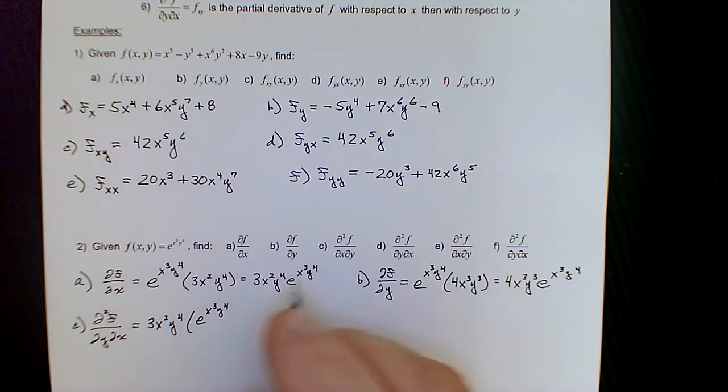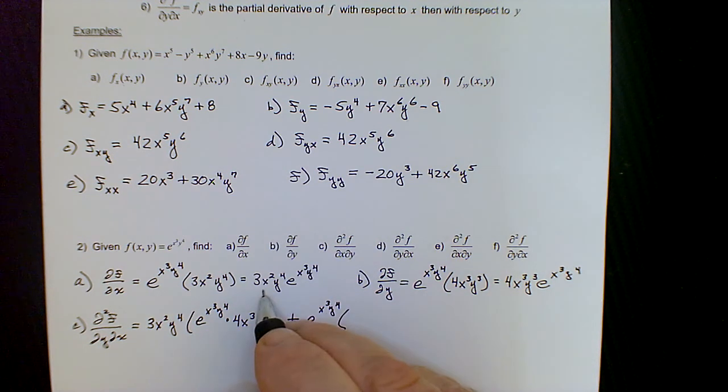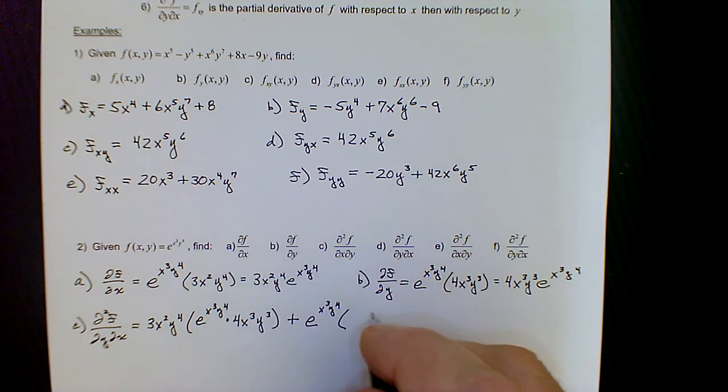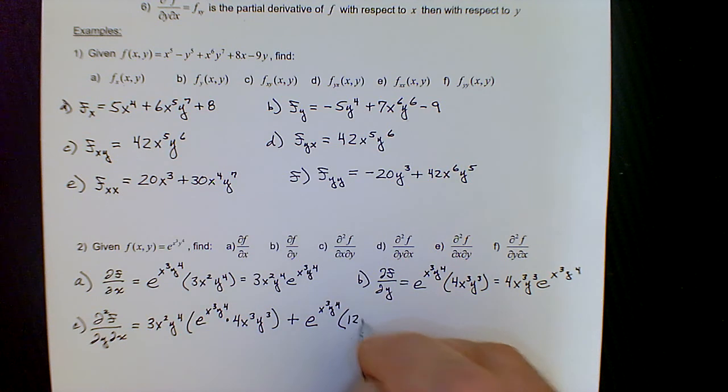Now we're differentiating with respect to y. So that would be times 4y cubed times the x cubed, 4x cubed y cubed. But then plus the second factor, e to the x cubed y to the 4th times the derivative of the first, the derivative of 3x squared y to the 4th. Okay, we're differentiating with respect to y again. So that would be 4y cubed times 3x squared, 12x squared y cubed.